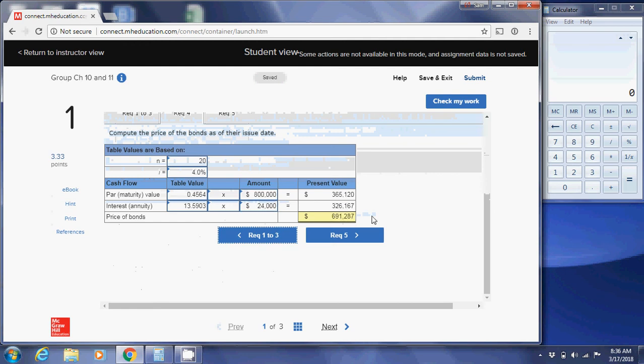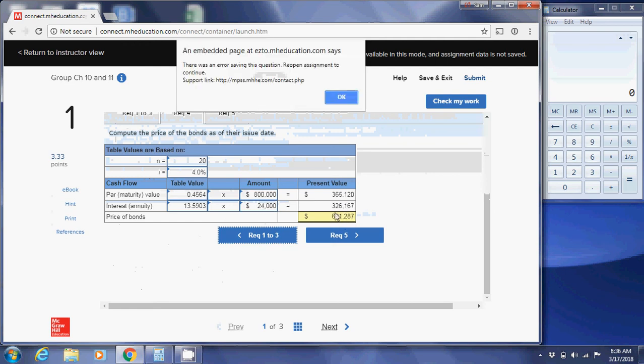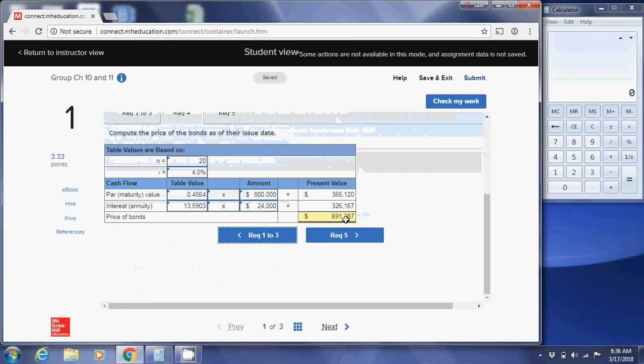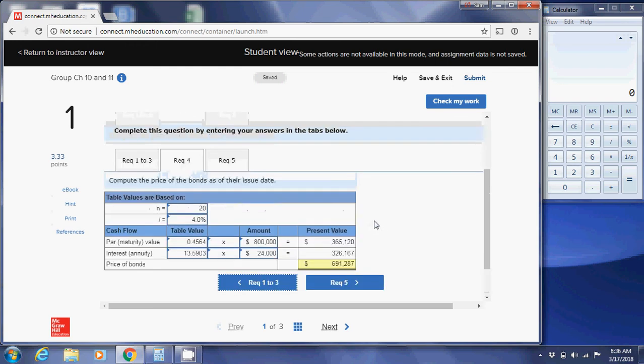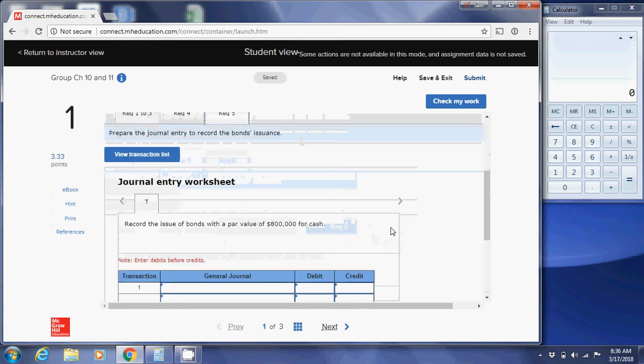And now we have what should be the price of our bond at a discount. This $800,000 bond, because our contract rate is lower than the market, should sell for $691,287. So let's move on to requirement 5, and that is to prepare the journal entry to record this bond.